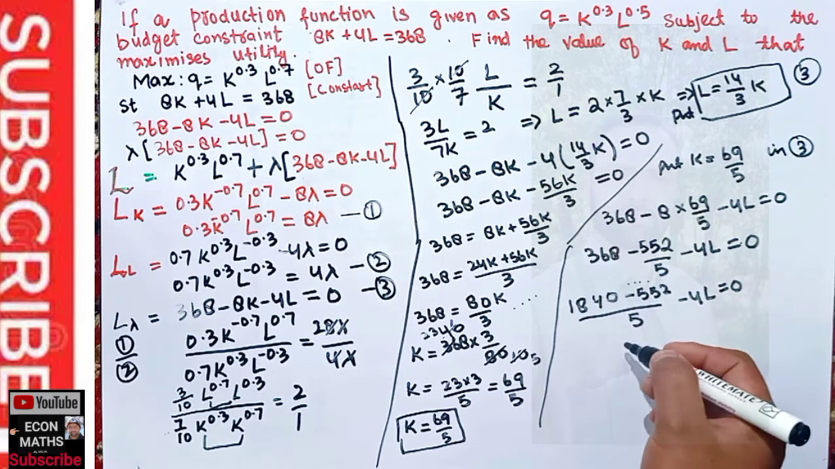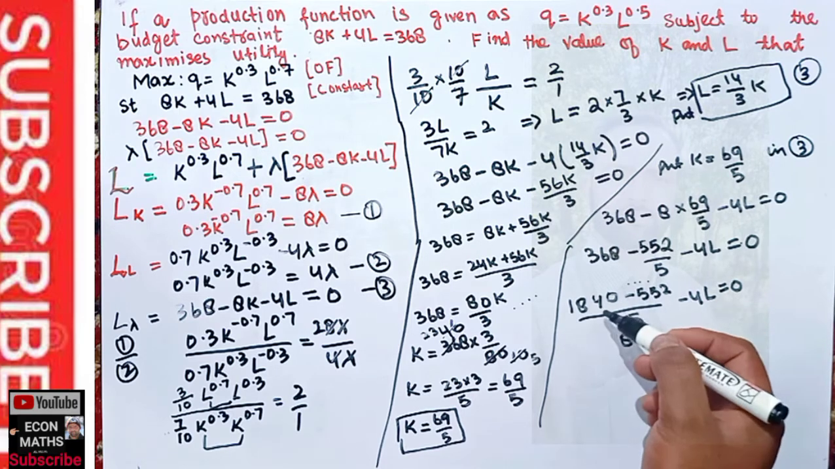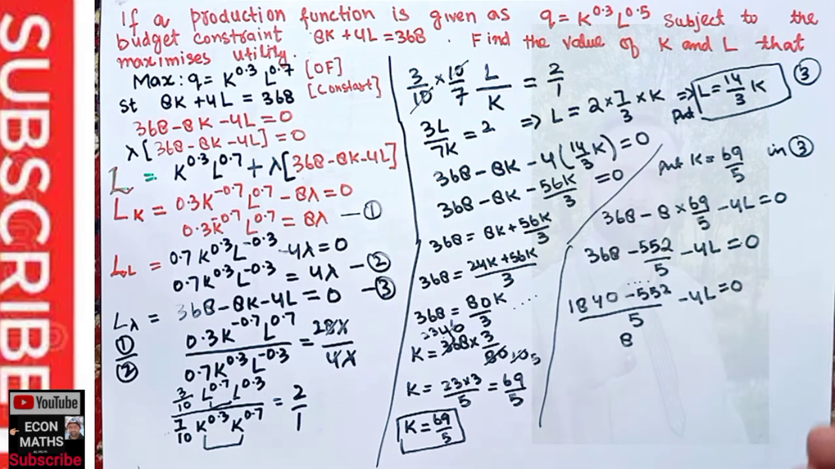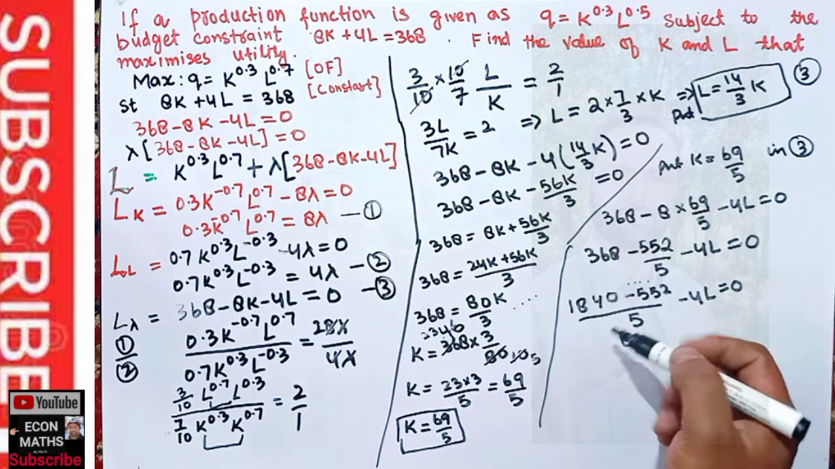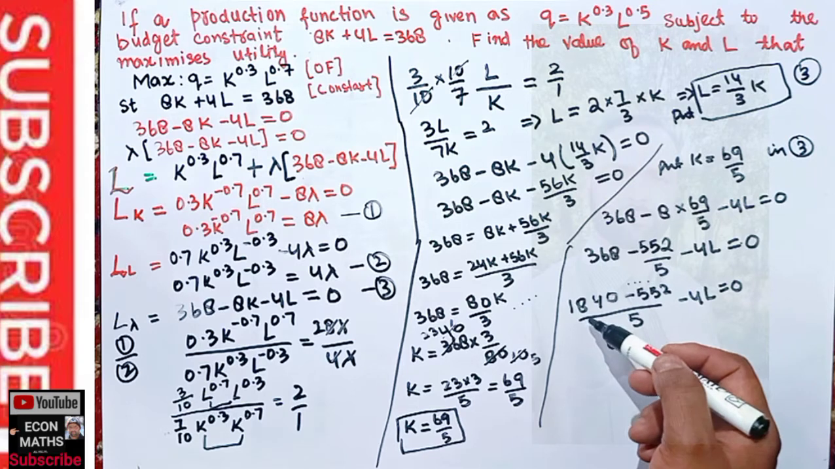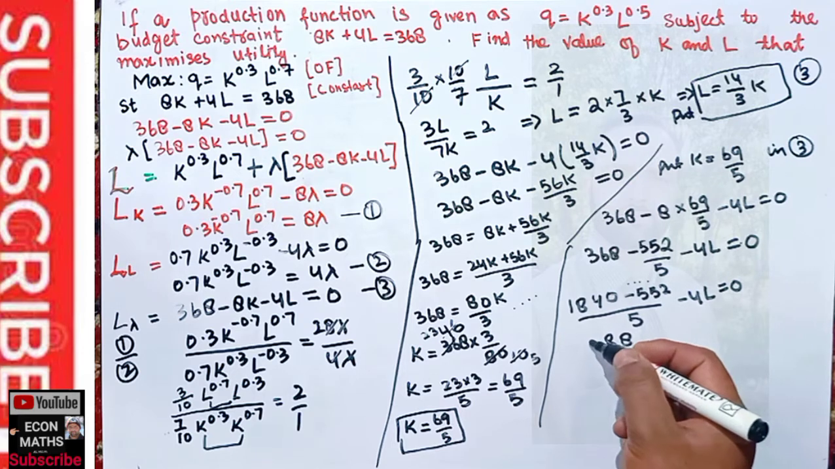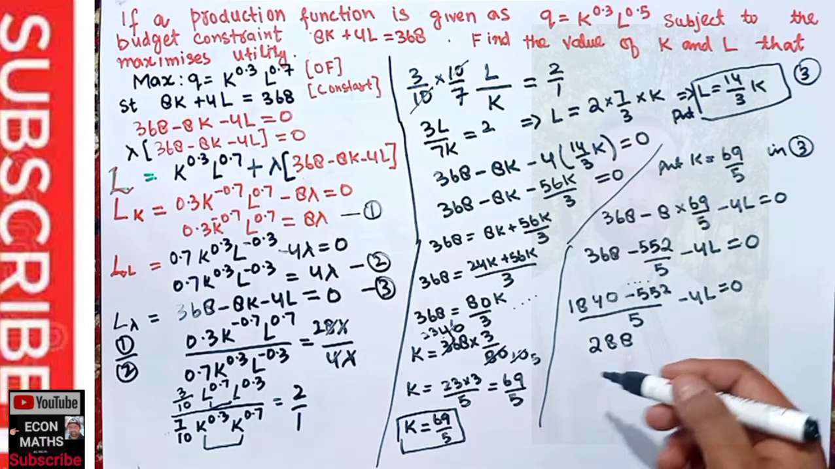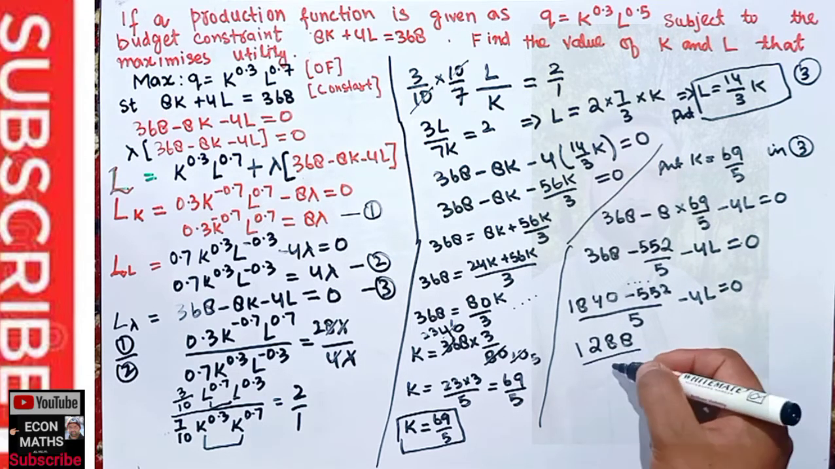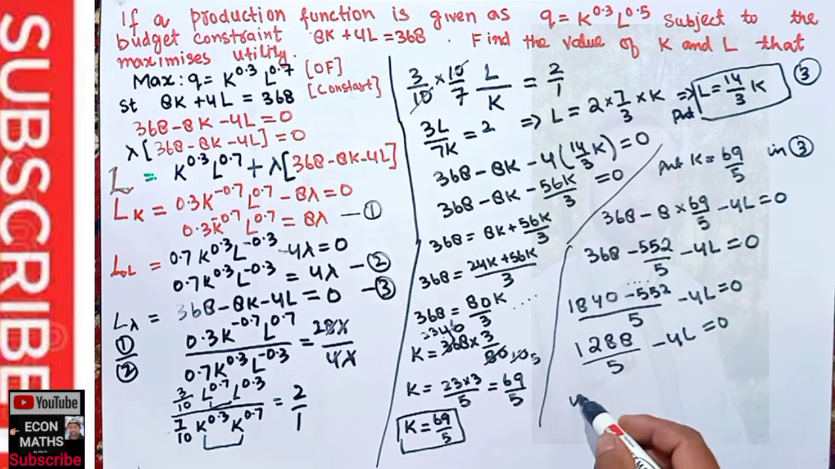Or here we can write, subtract these. Now 10 minus 2 is equal to 8. Now 13 minus 5 is 8. And we have here 7 minus 5, 7 minus 5 is 2. I'm sorry, my calculation is not too strong, and we have here 1. Okay, 1288 divided by 5 minus 4L is equal to 0, or 4L is equal to 1288 divided by 5.